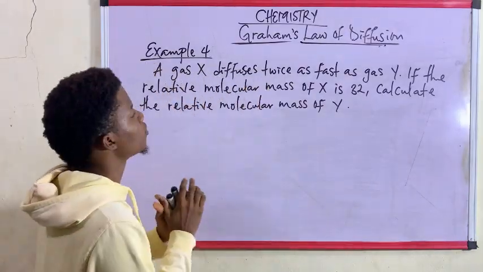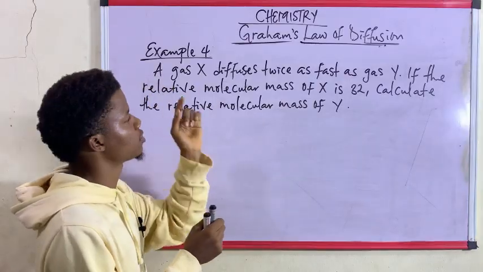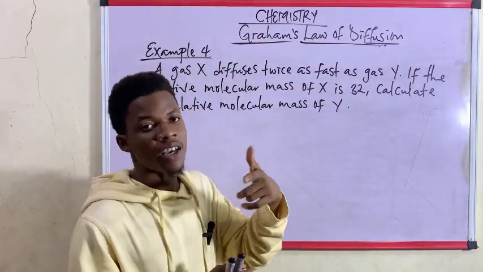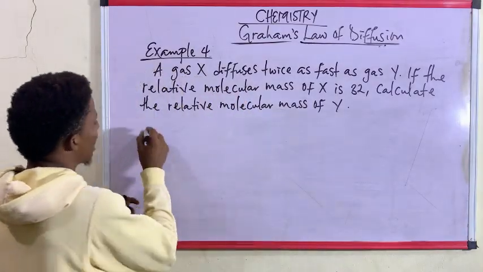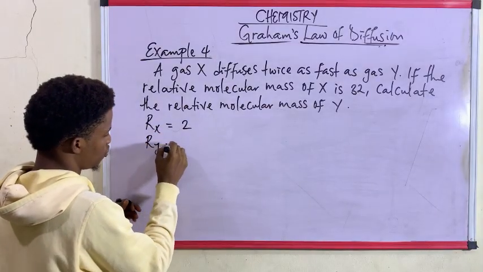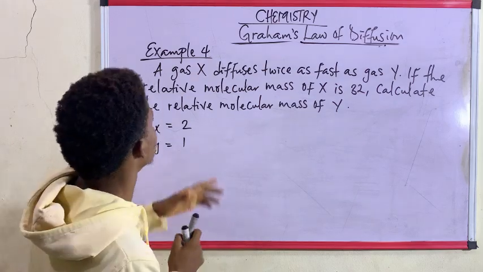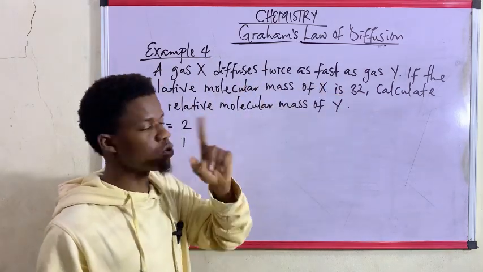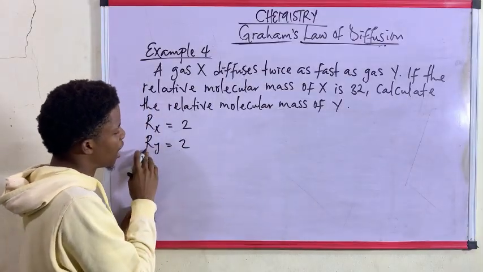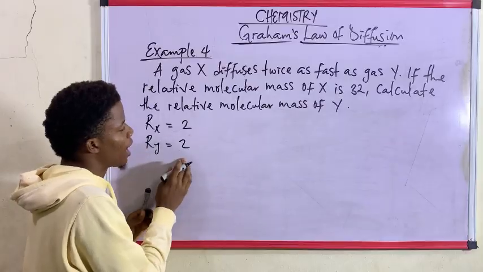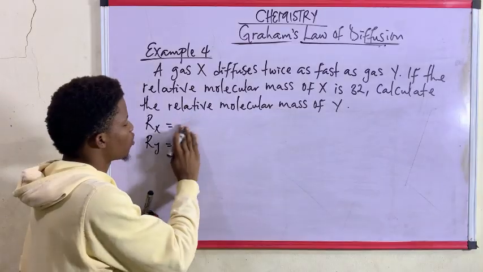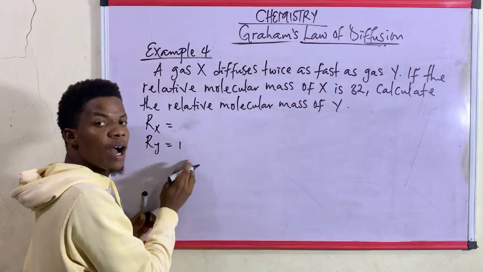So now we're given a rate. The question says gas X diffuses twice as fast as Y. So the rate at which X diffuses is times 2 of Y. So we can say our rate X should be 2, then our rate Y should be what? 1. Why? Because we're told that gas X diffuses twice as fast as what? Gas Y. So if we decide to work with 2 for our rate Y, twice of 2 will be what? 4. If we decide to work with rate Y to be 1, twice of 1 will be what?